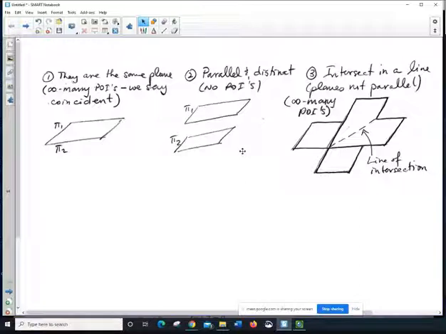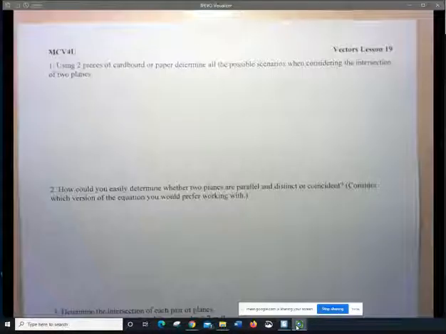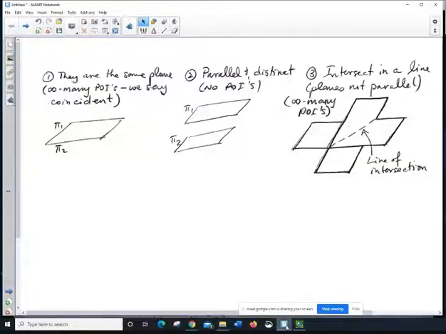So now we're sort of talking about number 2 here, where they're asking, how could you usually determine whether two planes are parallel and distinct or coincident? First of all, how do we determine if two planes are parallel? What would be the easiest way to determine that two planes are parallel? If the direction vectors are related by a scalar multiple.